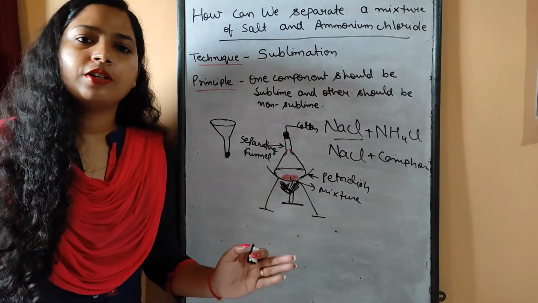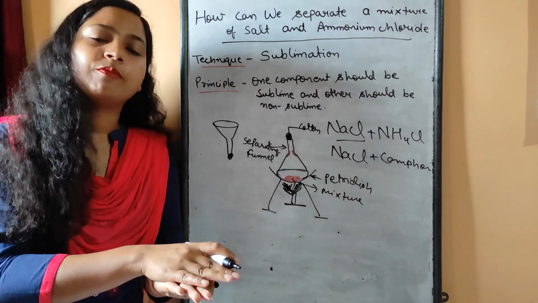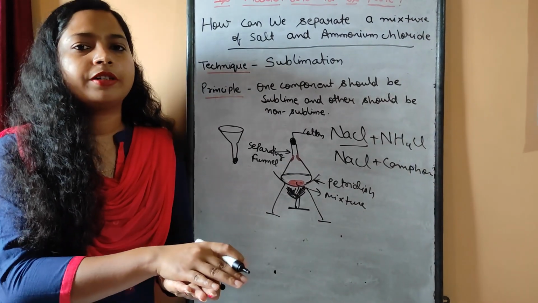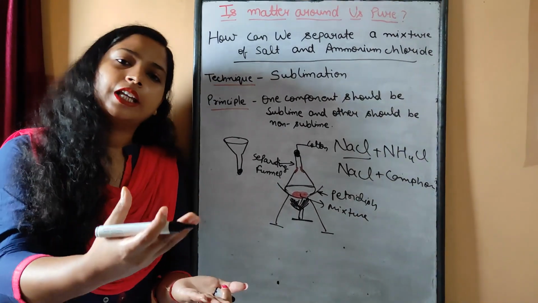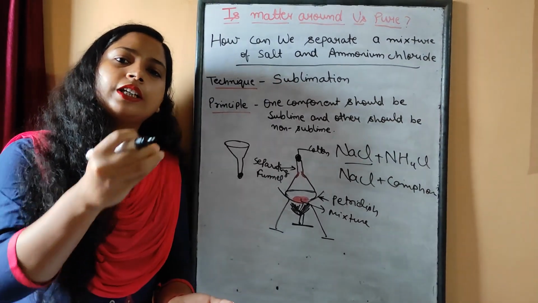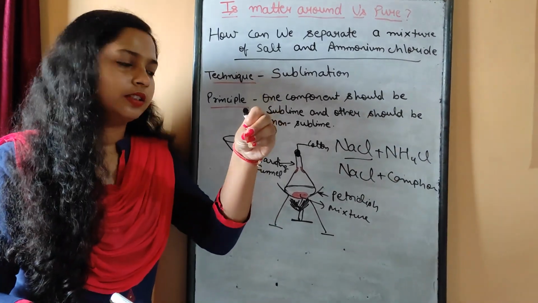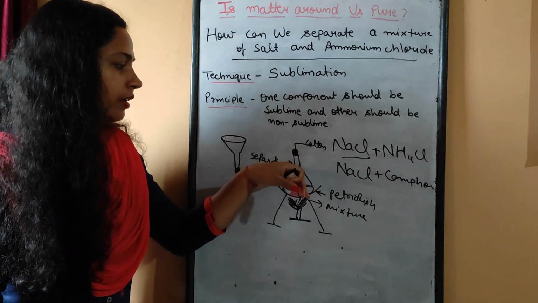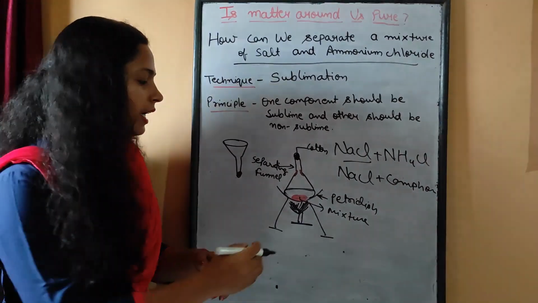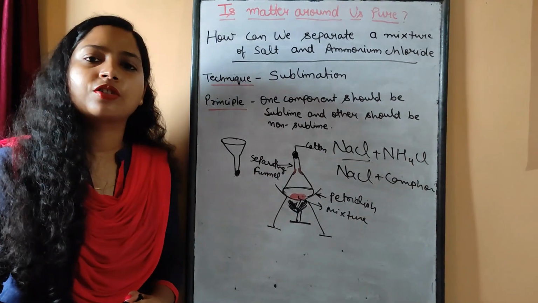If we take a tripod stand, we keep wire gauze on that, then we keep the petri dish. In the petri dish the mixture is present, then we put the separating funnel in the inverted position and a cotton above that, on the mouth of the separating funnel, and we start heating this mixture.